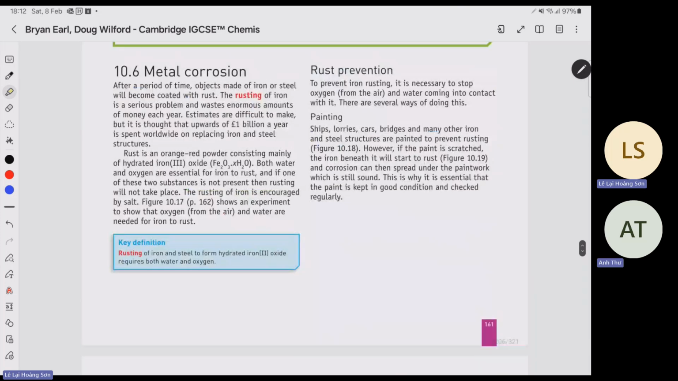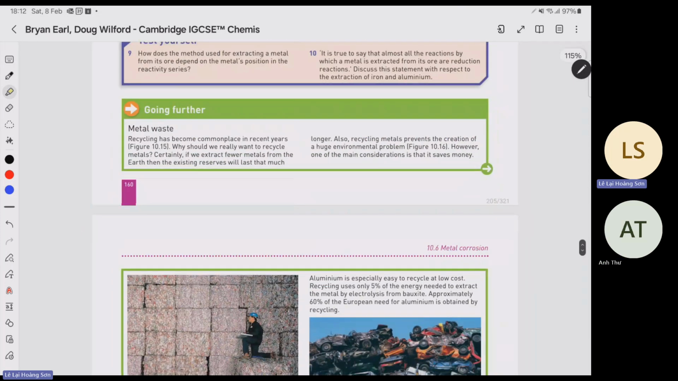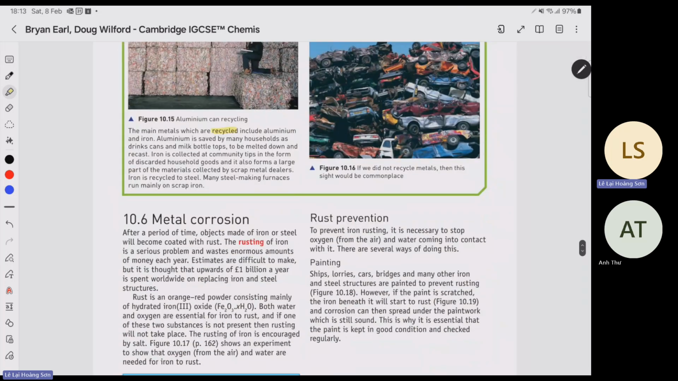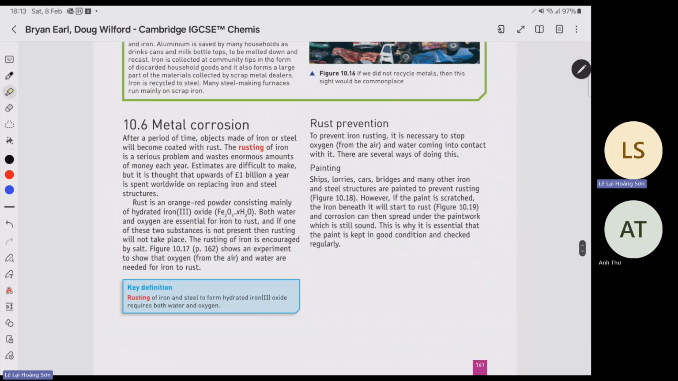So next, okay, that's it for the metal waste. It's not really an important part. So I'm going to move on to the next part, which is metal corrosion.